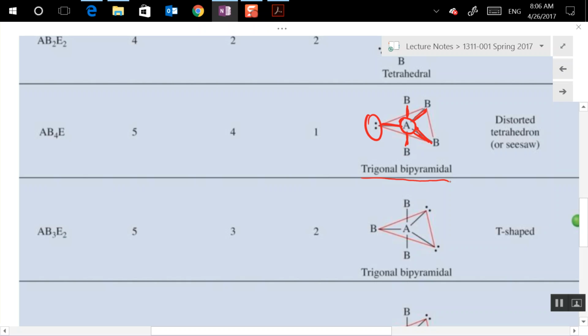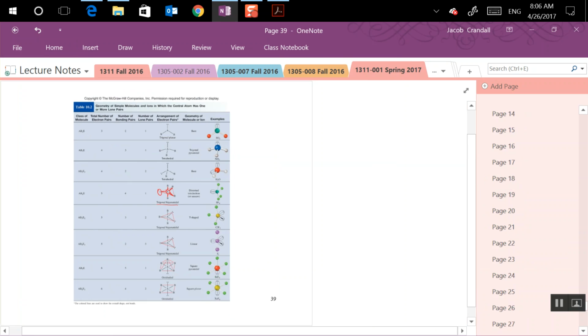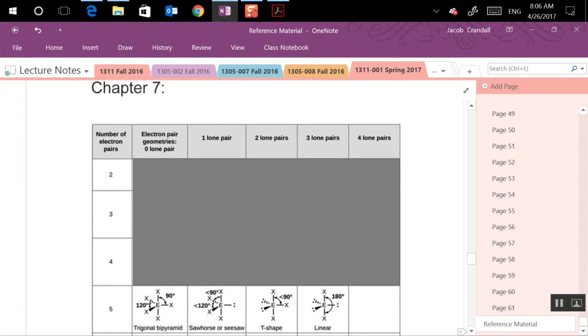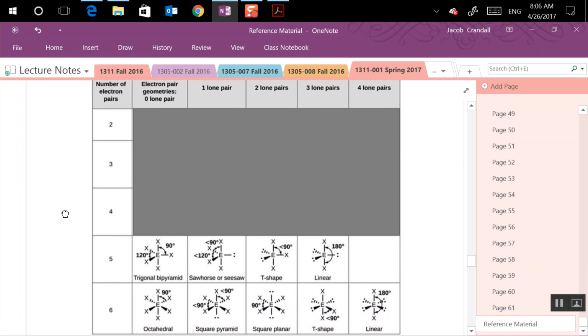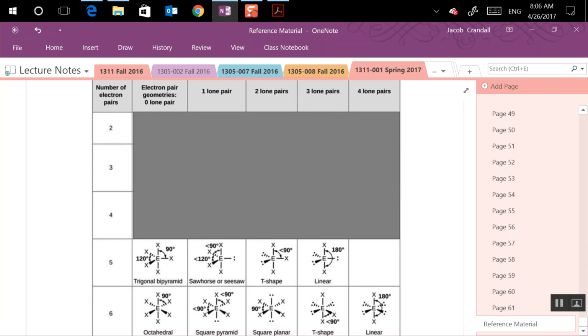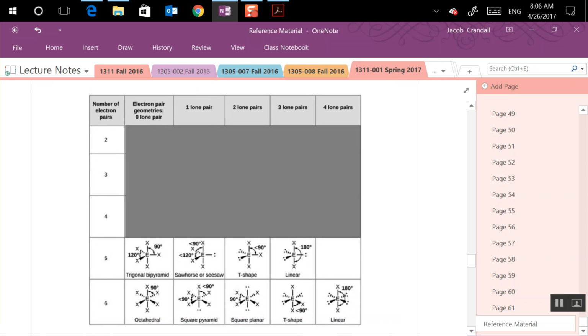Okay, I don't expect you to remember trigonal bipyramidal, but I do expect you to remember linear, bent, trigonal planar, trigonal pyramidal, and tetrahedral. Okay, so anything else, you would just be able to identify it from the reference material. Let me show you what that looks like, the reference material. Okay, so this is the same one that's in your book. It looks like this.